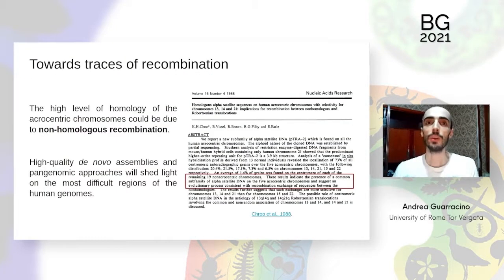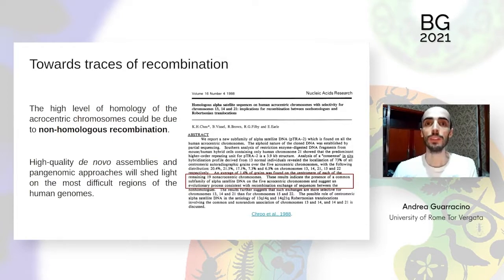All this evidence goes in the direction of the putative presence of an exchange of sequences between non-homologous chromosomes, possibly due to an evolutionary process that had already been hypothesized several decades ago. In our research, we still have to find strong direct evidence of this type of recombination in the human population.